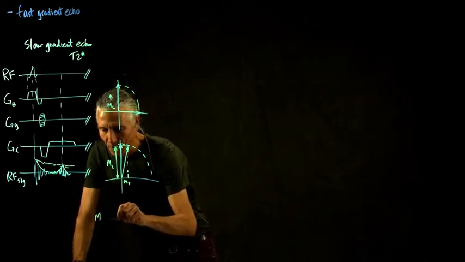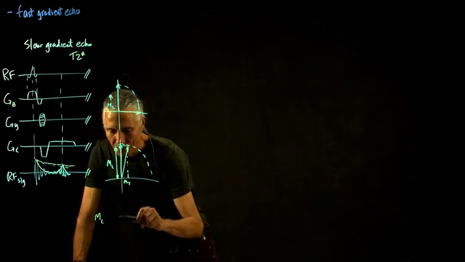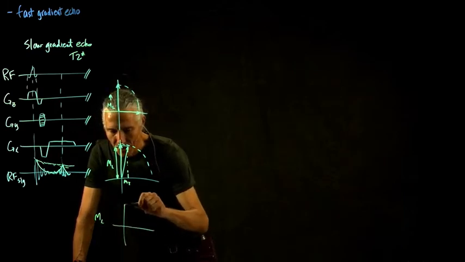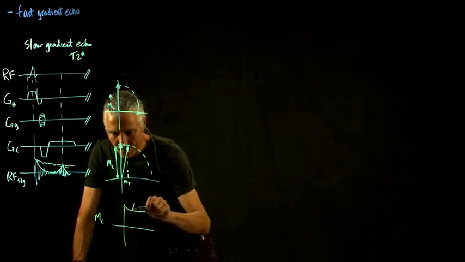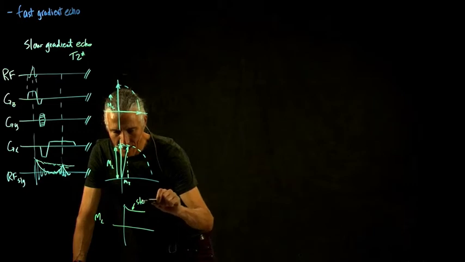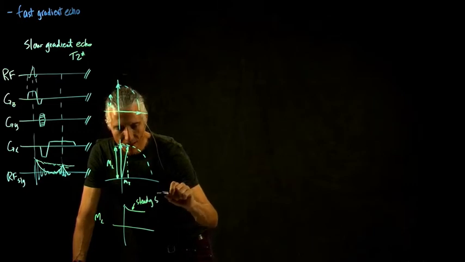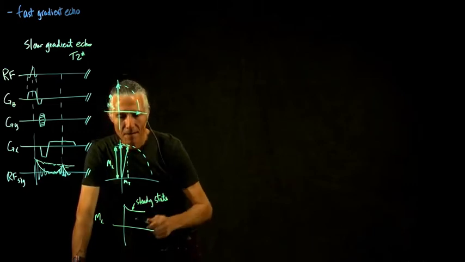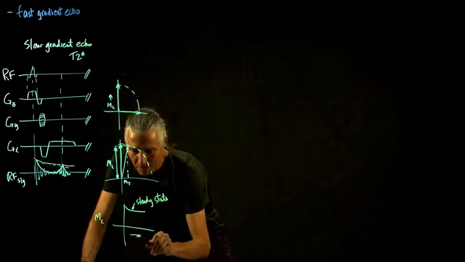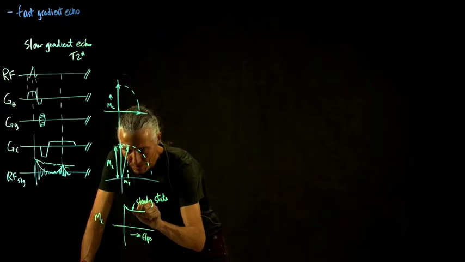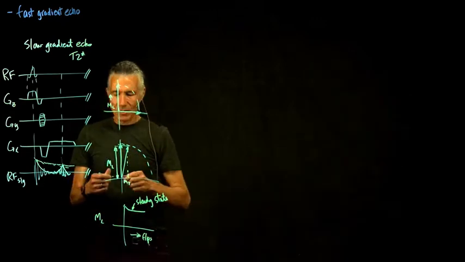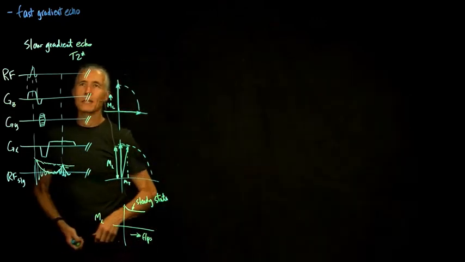So if you just look at a graph of the longitudinal magnetization, you start off here, and then you'll go down a little bit until you reach the steady state. So this is the steady state, and that's after this is flips. So it will take like 10 or 20 until you get to the steady state.